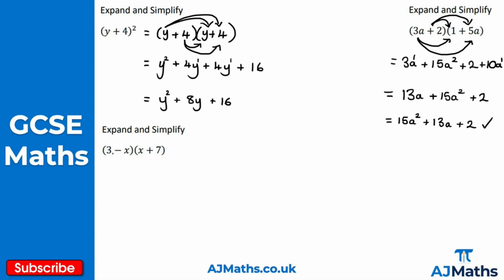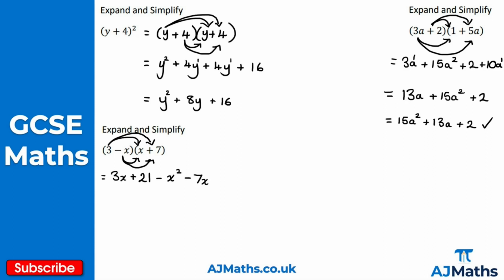And then the very final one here, again, just expanding and simplifying these 2 brackets. So again, I'm just going to use FOIL. So we multiply the first 2 together. So 3 times x, so that will give me 3x. We then do the outside, so the 2 furthest apart, so 3 times positive 7, that would give me plus 21. We then do the inside, so I've got minus x times x, so be very, very careful here. This would give me minus x squared. And then finally, we've got minus x times 7, so that will give me minus 7x there.